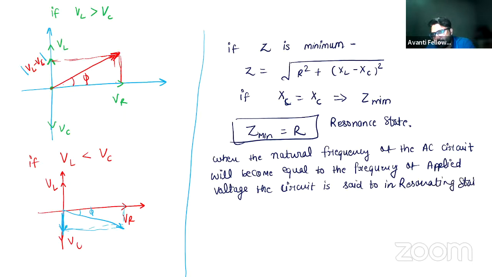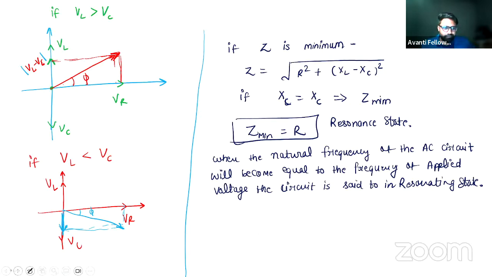रेजोनेटिंग स्टेट में जब Z मेरा मिनिमम है, which means minimum impedance मुझे मिल रहा है, in the case of minimum impedance the circuit will draw the maximum value of current, so that is the meaning of resonating frequency। जब भी सर्किट रेजोनेटिंग स्टेट में होगा, the current flowing through the circuit will be maximum, otherwise जो भी दूसरे करंट होंगे उससे कम ही होंगे। ठीक है, क्लियर है?